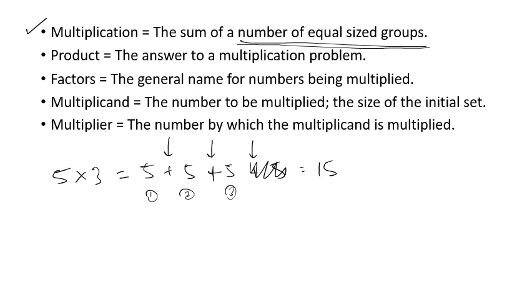Anyway, the product is the answer to our multiplication problem. So in this case, the product would be 15. The factors are generically what we call the numbers that we're multiplying together. In the same way that we call the things that we're adding terms, the things that we're multiplying we generally just call factors. Now, there are more specific names. The multiplicand is the thing that is being multiplied, and the multiplier is what it's being multiplied by.